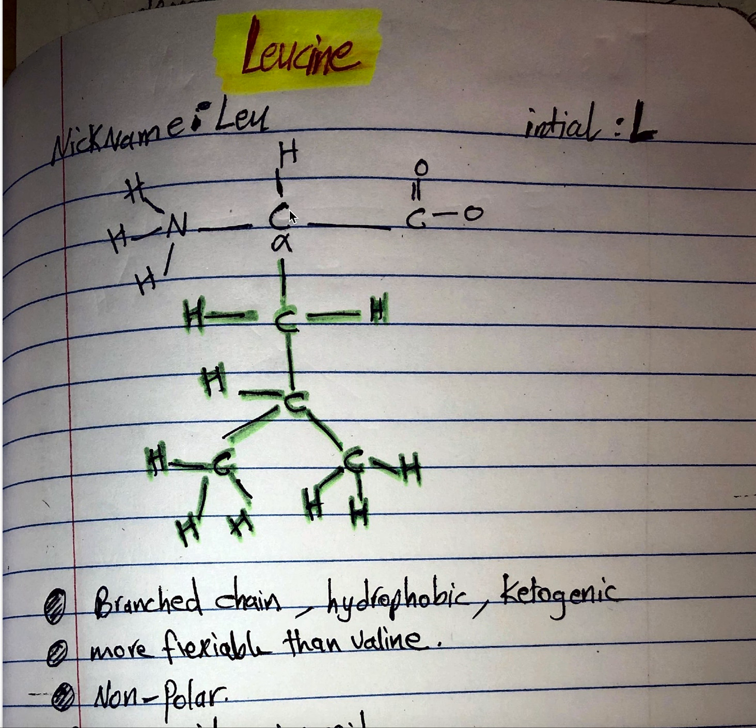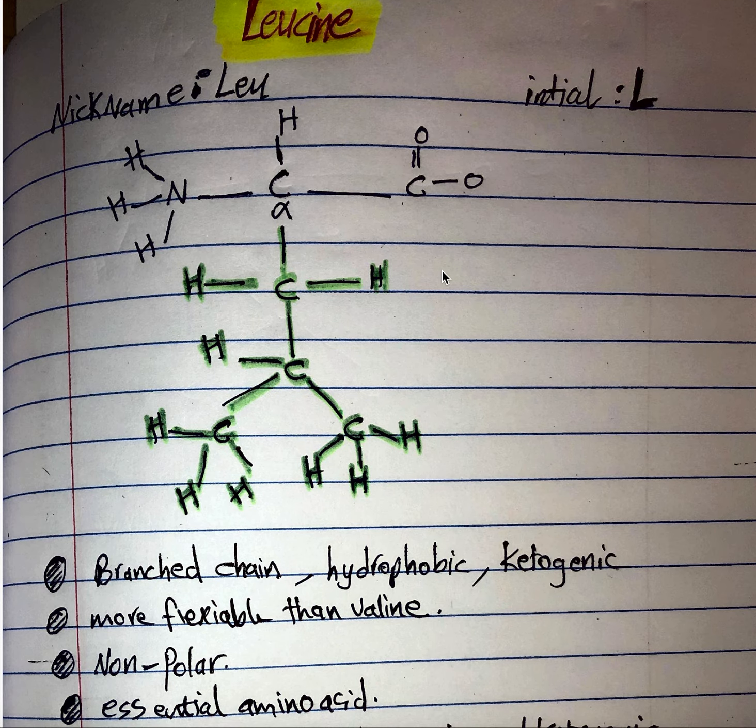The central group is attached to the carbon and then attached to another carbon, and this carbon is attached to the 2-methyl group, and that's what we call a branched chain amino acid. So we discussed three amino acids: alanine, valine, and leucine.